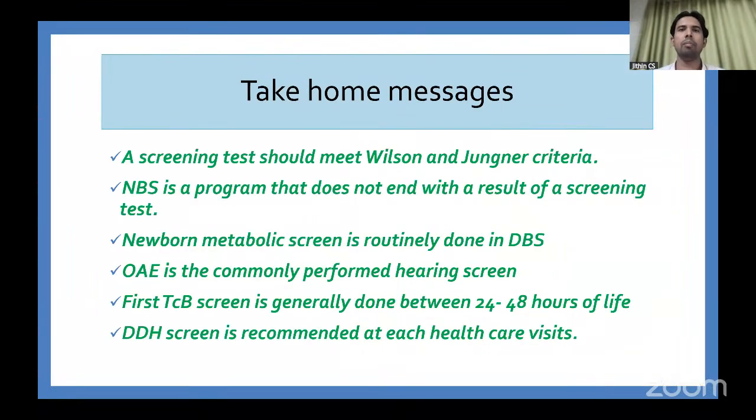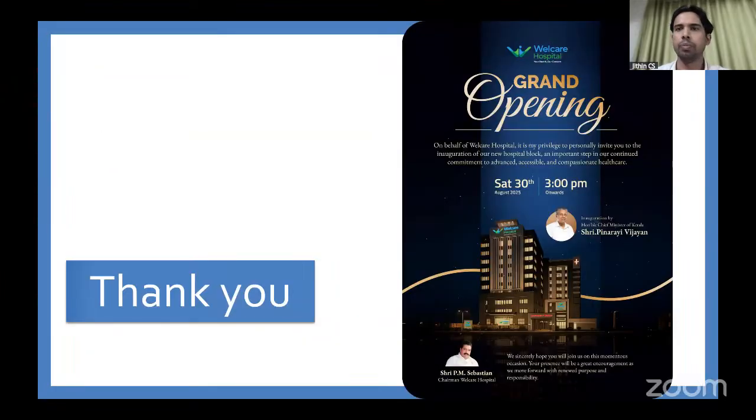So the take-home messages from my session are: a screening test should meet Wilson and Jungner criteria. NBS is a program that does not end with the result of a screening test. Newborn metabolic screening is routinely done in dried blood spots. OAE is the most commonly performed hearing screen. A TCB screen is generally done between 24 to 48 hours of life, and DDH screen is recommended at each healthcare visit. With that, I come to a conclusion of my session. Thank you.